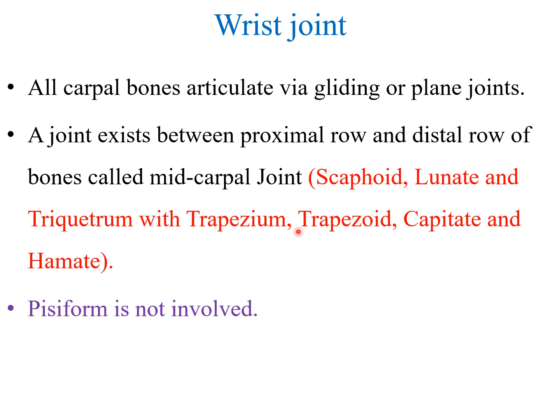So the four bones of the distal row articulate with the three bones of the proximal row. And pisiform, as we have discussed, is a sesamoid bone in the flexor carpi ulnaris tendon, so it is not involved in the formation of the midcarpal joint.